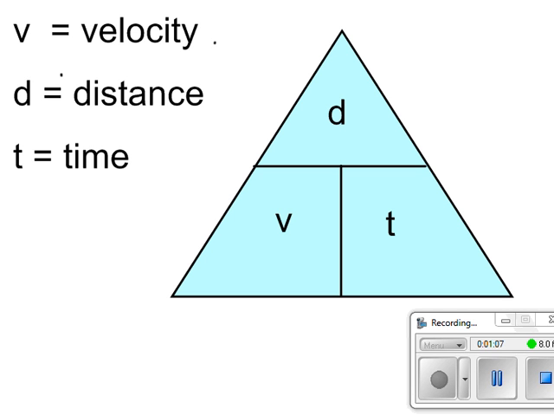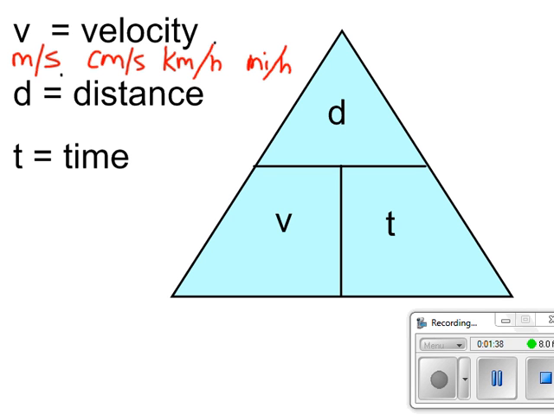For velocity, some of the units that we will see that go along with velocity are meters per second, centimeters per second, kilometers per hour, and occasionally, even though it's not part of the metric system, we may see miles per hour.